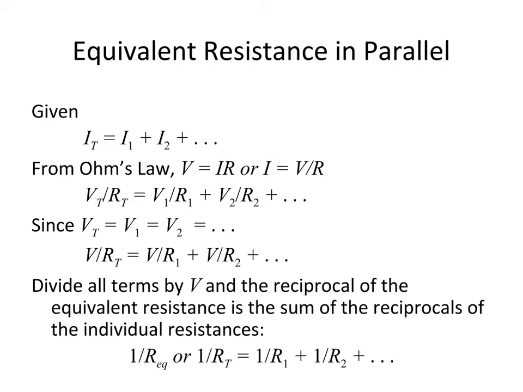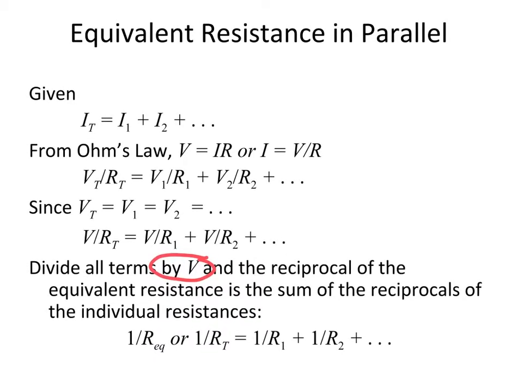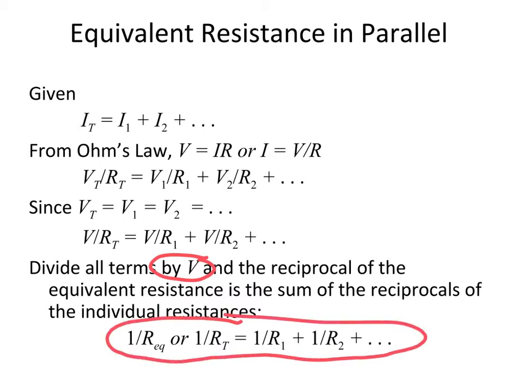Using Ohm's law again, we have the current is equal to V over R, so VT over RT equals V1 over R1. But again, since those voltages are all the same, we can divide everything by V. So every term on both sides can be divided by the voltage. When we do that, we end up with a simplified expression that looks like this. 1 over the equivalent resistance is equal to 1 over R1 plus 1 over R2, etc.